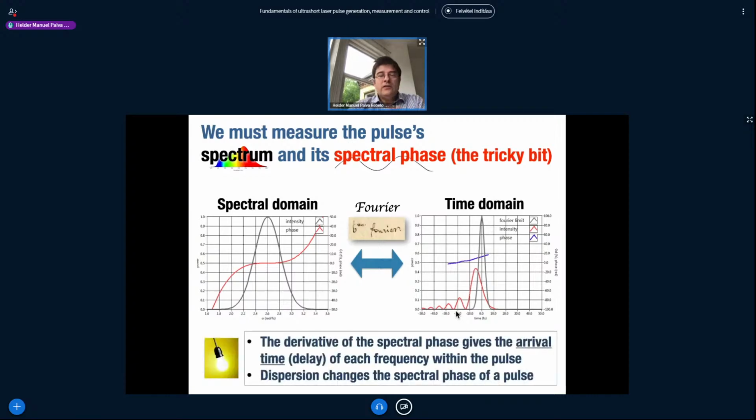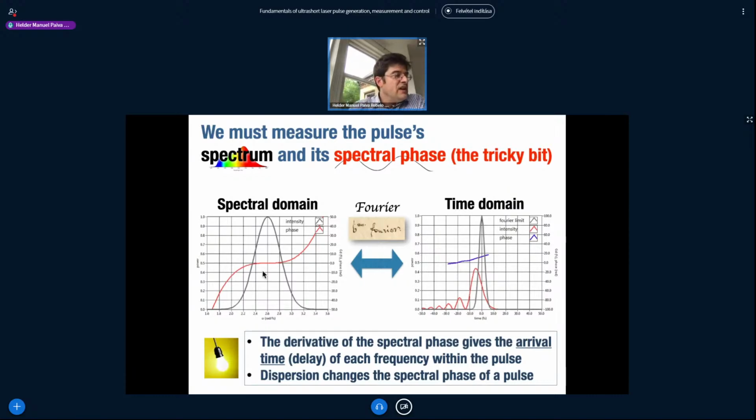Now, two important aspects about the spectral phase. So first one, there is a very precise physical meaning to this spectral phase, which is its derivative gives you the arrival time of each frequency inside the spectrum.